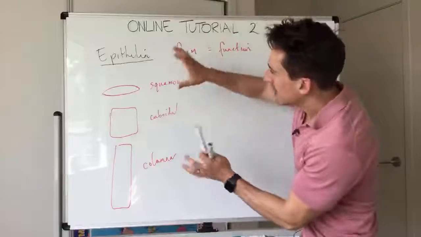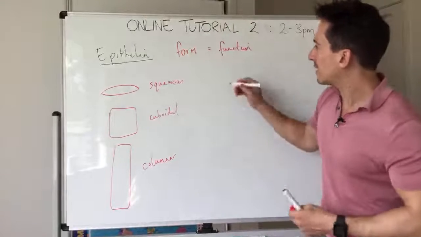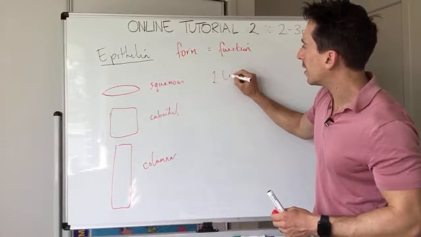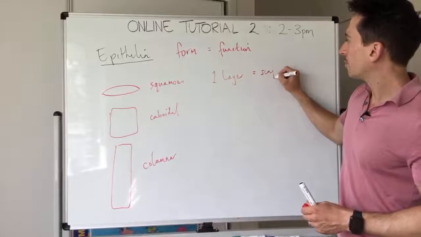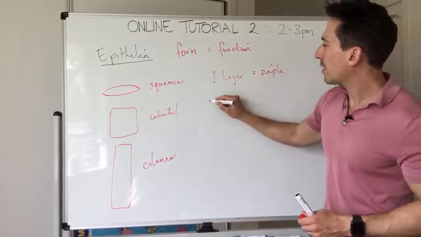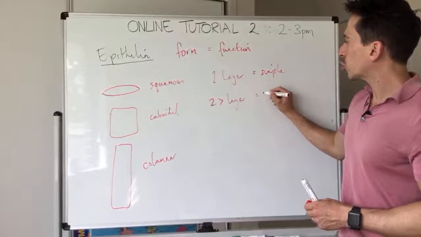But they can then be arranged in different ways. So for example, if you have a single layer, one layer of epithelial cells, it's called simple. If you have 2 or more layers, it's called stratified.